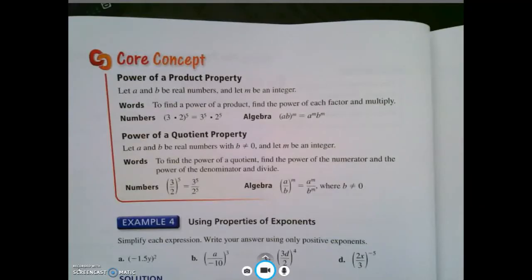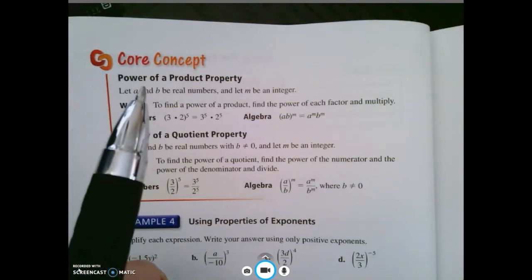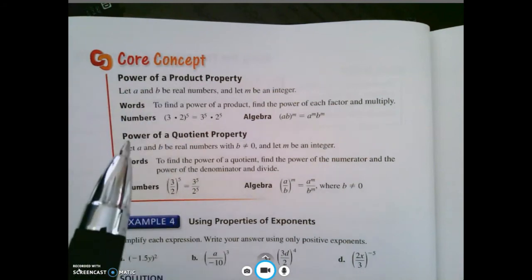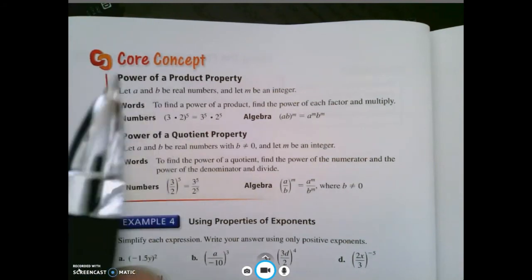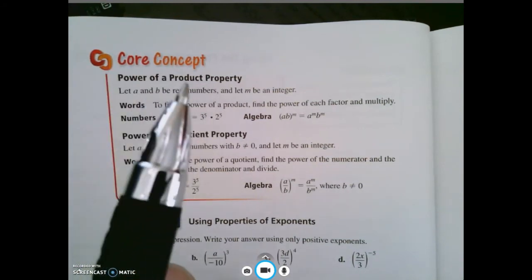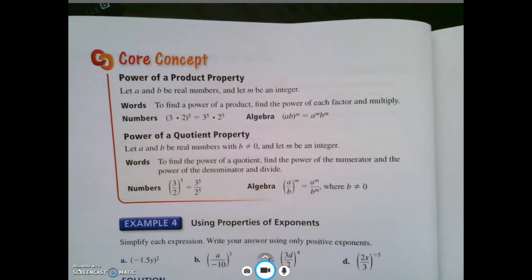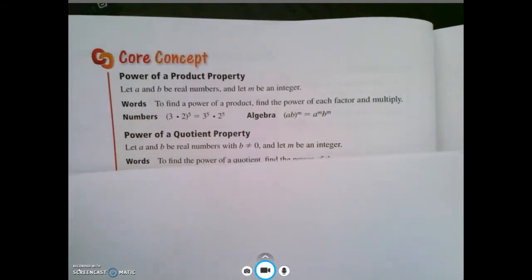So we're still working with the exponent properties. There's the last 2 ones. We're still in section 1.4, and the core concept here has power of a product and power of a quotient. Again, don't worry too much about the names. Product is multiplication, quotient is fraction or division. Okay, that's all it means. It's just fancy words and stuff like that.